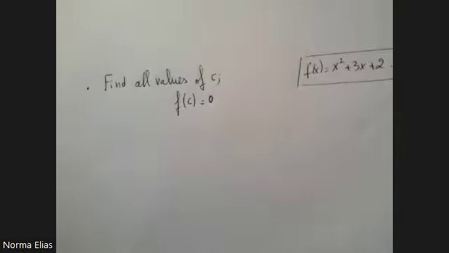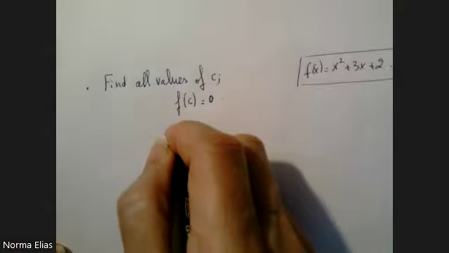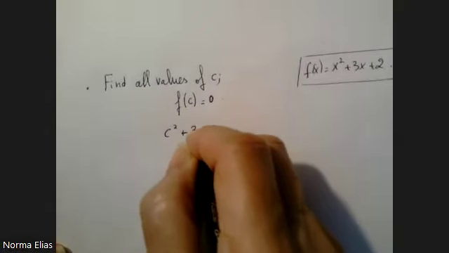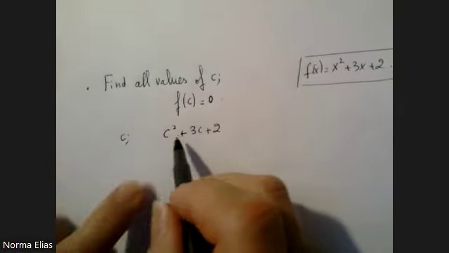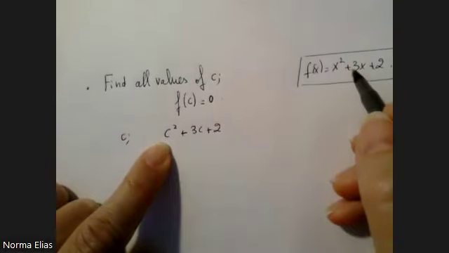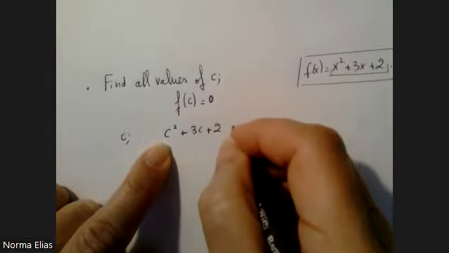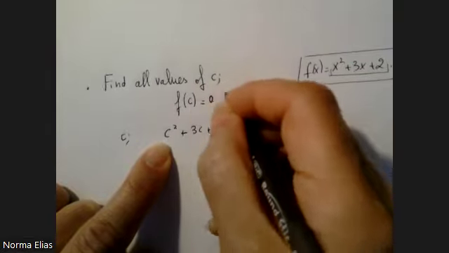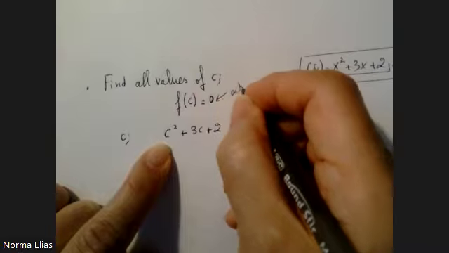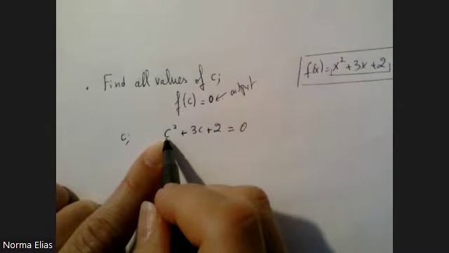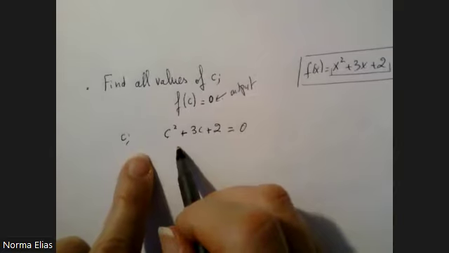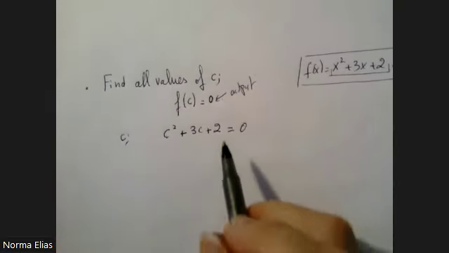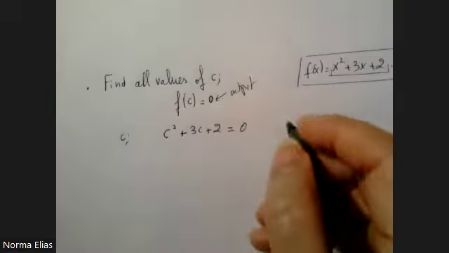This time, I have an equation. I'm going to find which value of c, when I plug it into the function, I get a 0. This time, 0 is an output. And my question is, which input will give me an output of 0? So now the question is, we need to solve.